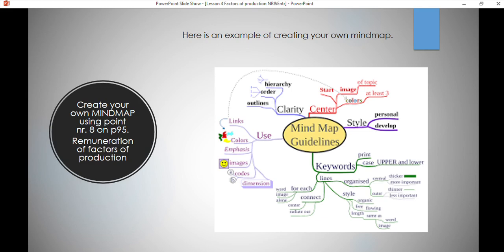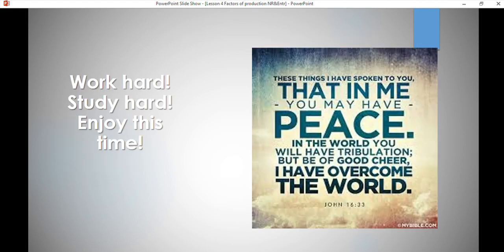corners, and in each corner you'll have a factor of production: labor on the top left, top right will be entrepreneurship, bottom right can be capital, and bottom left can be natural resources. I can't remember what the top one was. And then you explain it, and you just say what it is and what the remuneration is, as you see in this mind map. Okay, that concludes the lesson. I hope this makes sense. If you have any questions, please ask now.